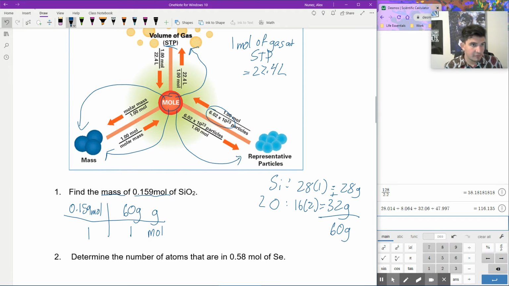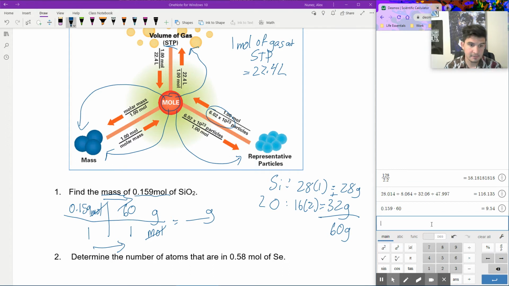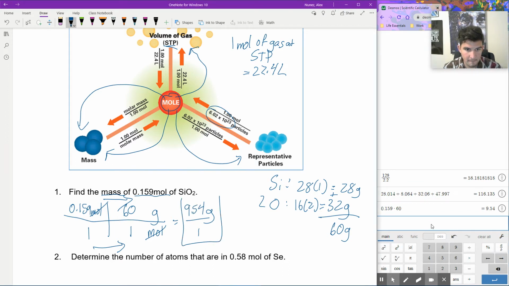Well, I don't have a full mole. I only have 0.159 moles, so I should expect my final answer to be much less than 60. Again, moles are on the top and bottom. They divide out. I multiply across the top, multiply across the bottom, and I'm left with grams. So across the top is 0.159 times 60, 9.54 grams over 1.